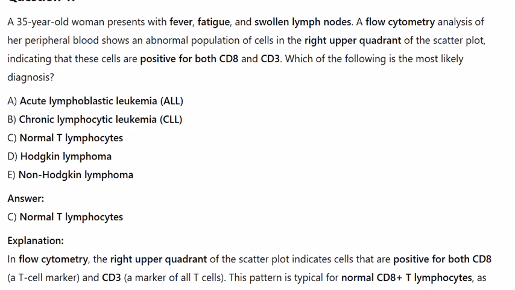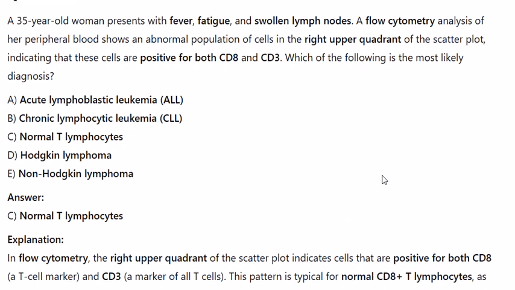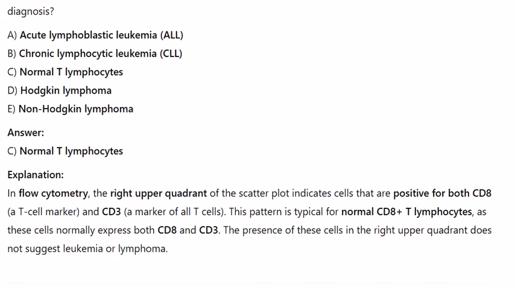Explanation. In flow cytometry, the right upper quadrant of the scatter plot indicates cells that are positive for both CD8, a T cell marker, and CD3, a marker of all T cells. This pattern is typical for normal CD8 plus T lymphocytes, as these cells normally express both CD8 and CD3. The presence of these cells in the right upper quadrant does not suggest leukemia or lymphoma.